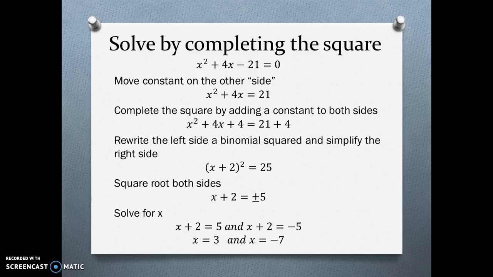Remember, this is really 2 problems. This is x plus 2 equals positive 5, and x plus 2 equals negative 5. So I'm going to subtract 2 from both sides of my first equation and get x equals 3. Subtract 2 from both sides of my second equation, and I end up with x equals negative 7.